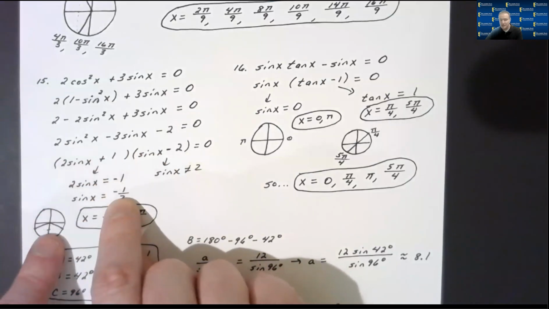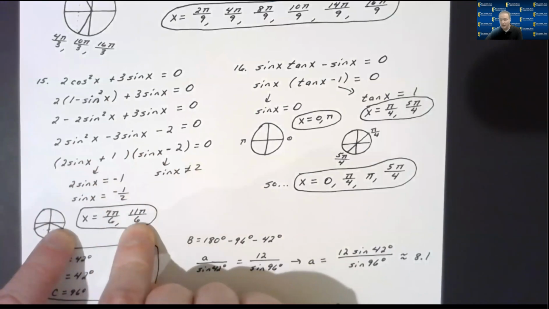And so now you're just thinking, well, okay, all I need to think about is when is the y value on the unit circle equal to -1/2? That's going to occur at 7 pi over 6 and 11 pi over 6. Thus, that's your two answers for this problem.